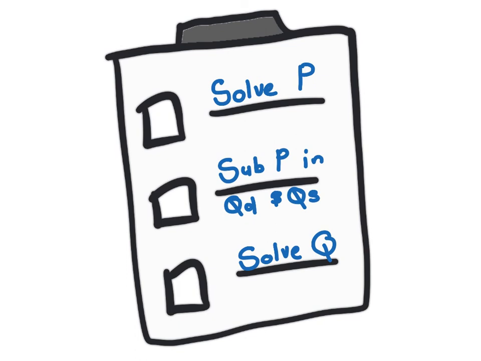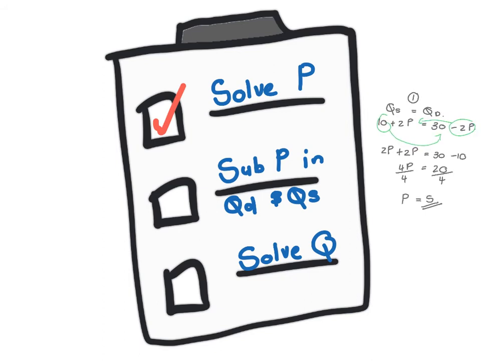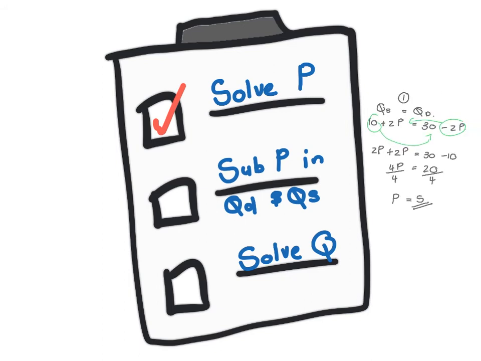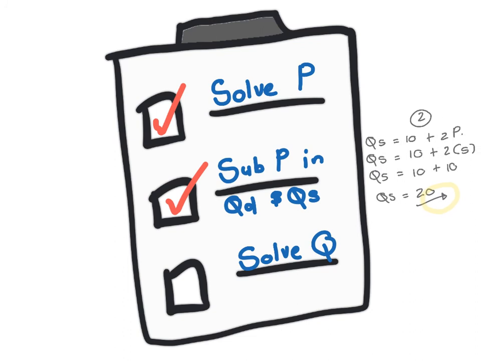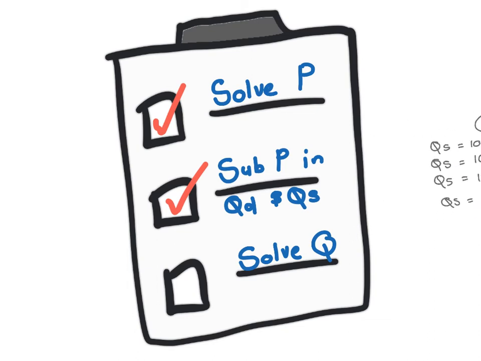Let's quickly recap our steps. Step 1. Solve for P. We obtained our value for P by stating quantity supplied is equal to quantity demand. Following this method, we obtained a final value of 5. Step 2. Substitute our calculated value for P into our quantity demand or quantity supplied function. We substituted our calculated value for P into our quantity supplied, therefore giving us a final value of 20.